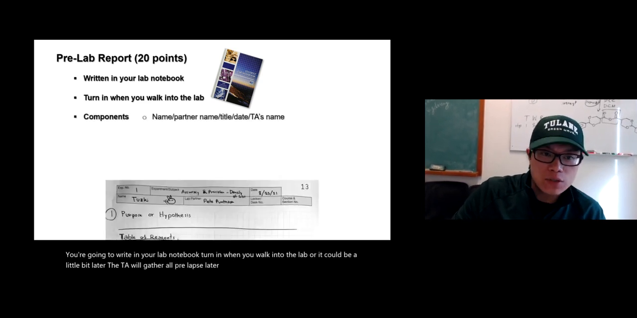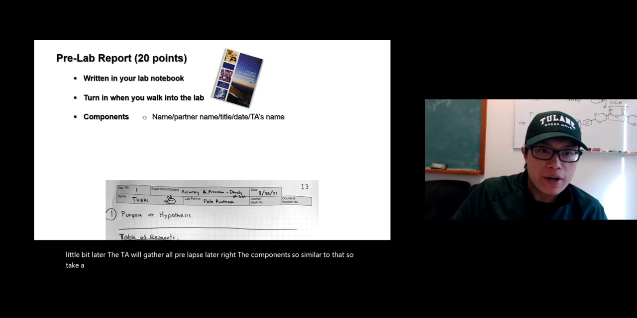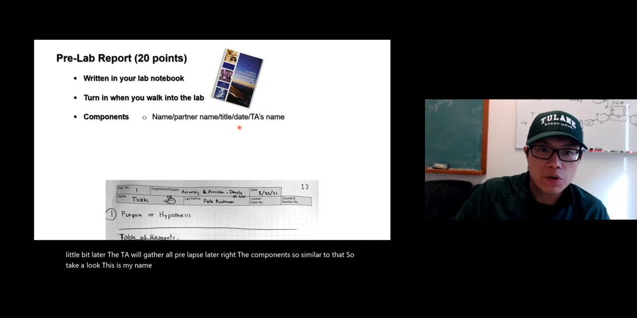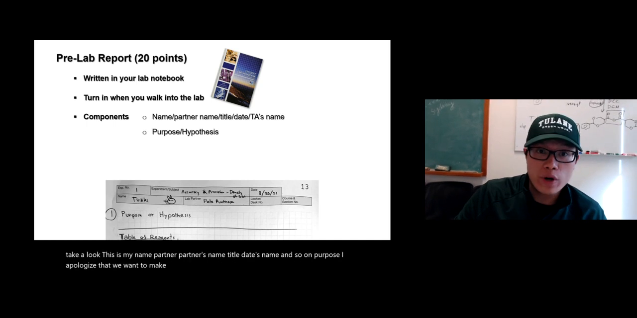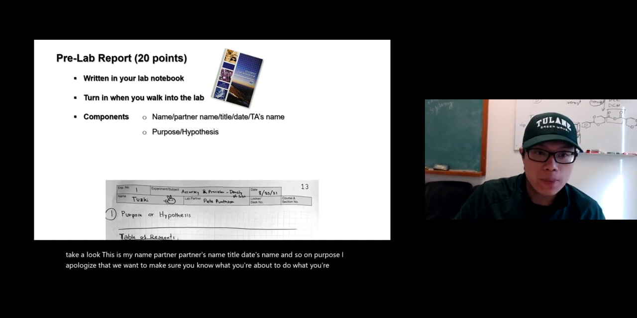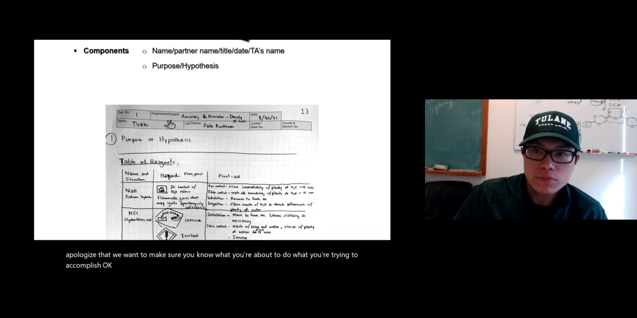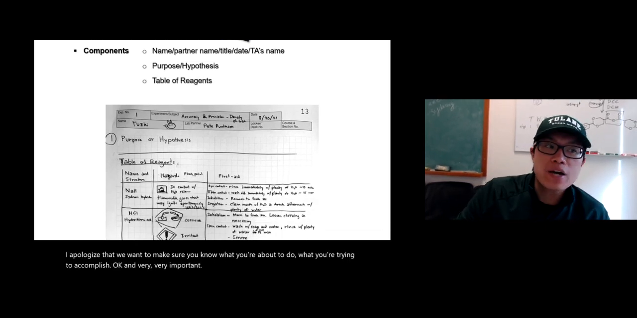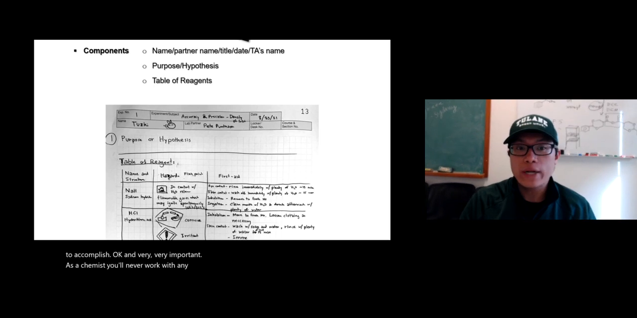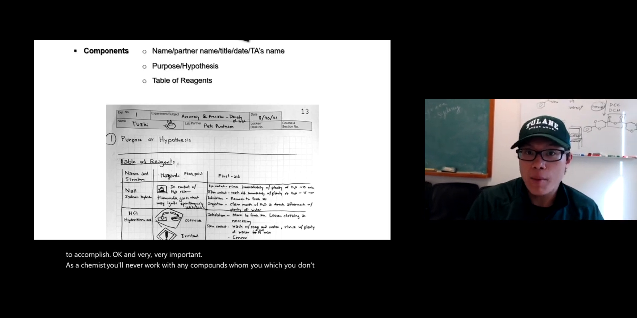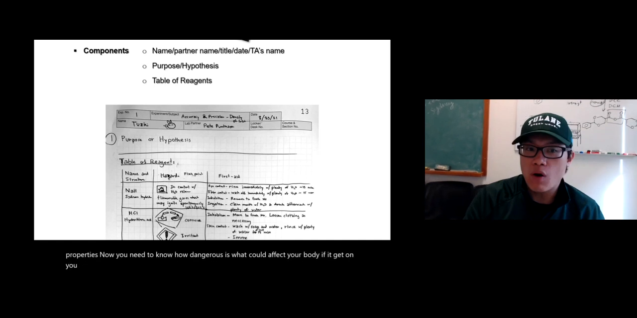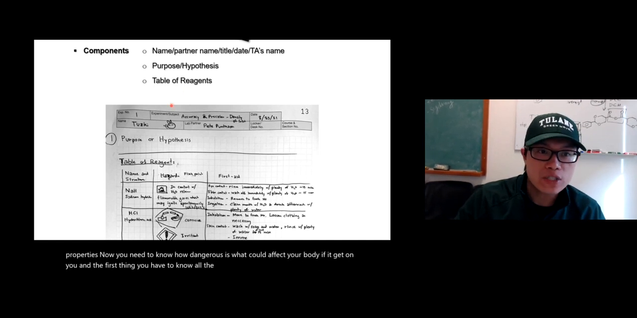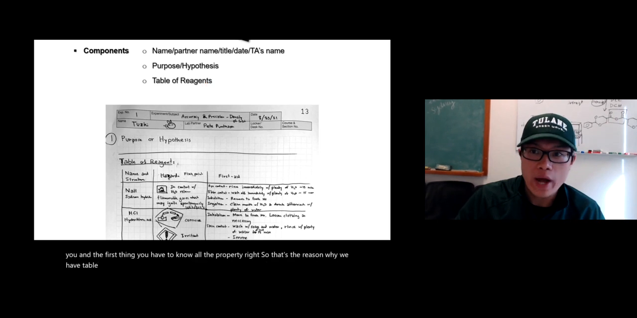The components are similar to that. Take a look: my name, partner's name, title, date, TA's name, and so on. Purpose and hypothesis: we want to make sure you know what you're about to do, what you're trying to accomplish. And very, very important, as a chemist, you never work with any compounds whose properties you don't know. You need to know how dangerous it is, what could affect your body if it gets on you, and the first aid. You have to know all the properties. That's the reason why the table of reagents is required.